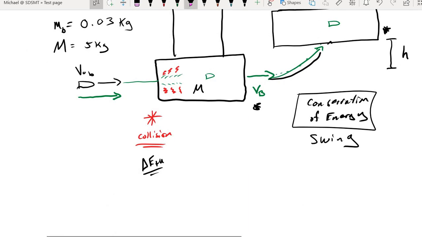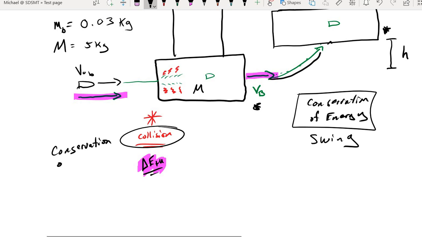However, for the conservation of momentum before and after the collision, all my vectors are pointing in the same direction, and conservation of momentum doesn't care about energy lost due to heat. And so during this collision, my best bet would be to use the conservation of momentum.